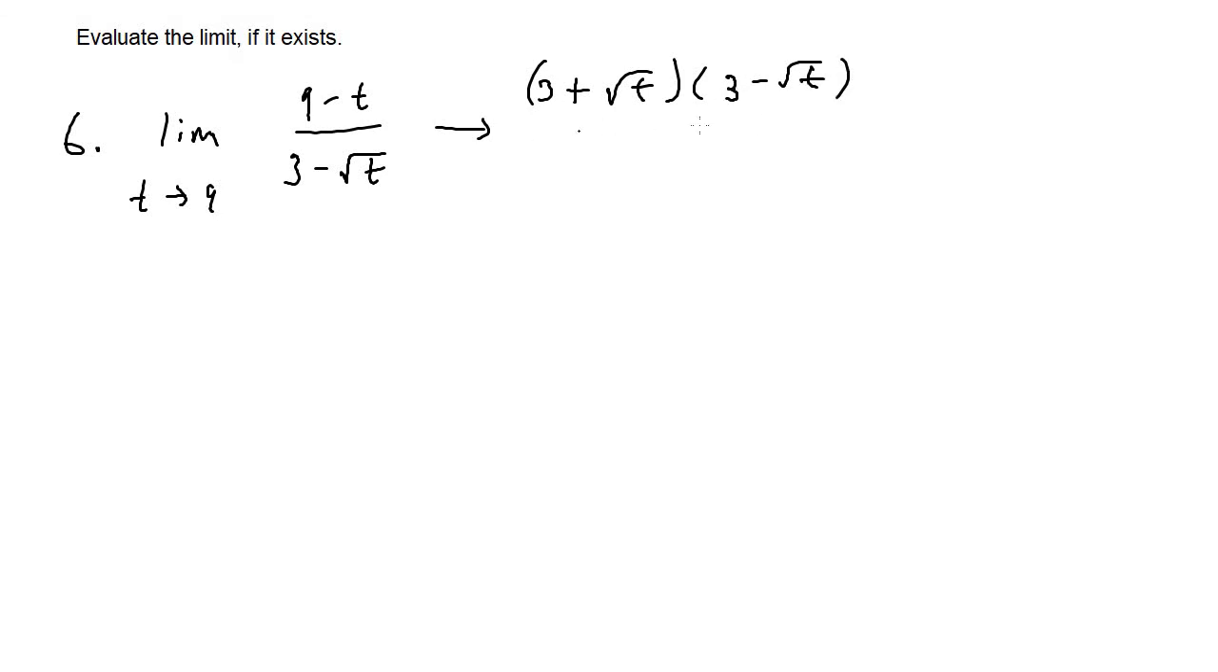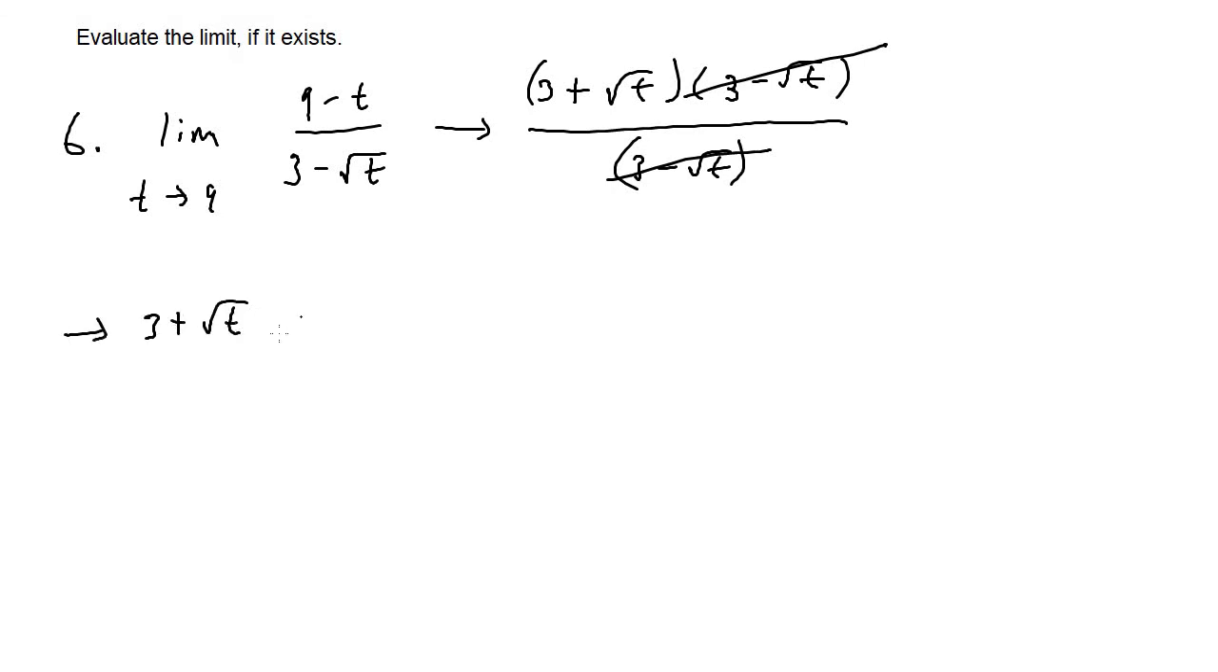And then obviously we do have 3 minus the square root of t on the denominator. Realize 3 minus the square root of t's will cancel, both on the numerator and denominator. So all we're left with is 3 plus the square root of t. So now I can go ahead and rewrite the limit as t approaches 9 of 3 plus the square root of t. If I go ahead and use direct substitution, we will get 3 plus the square root of 9, which is 3. So that'll give us the final answer of 6 as the limit.